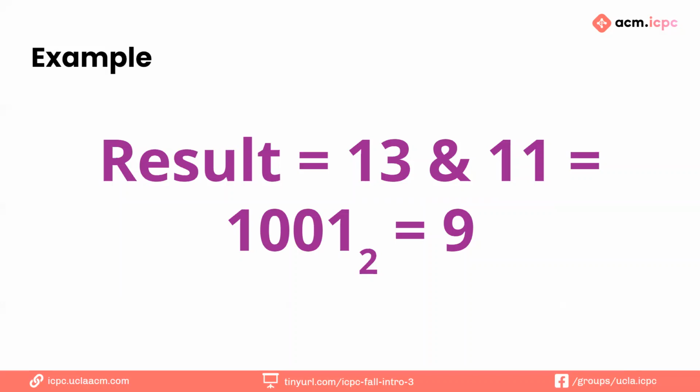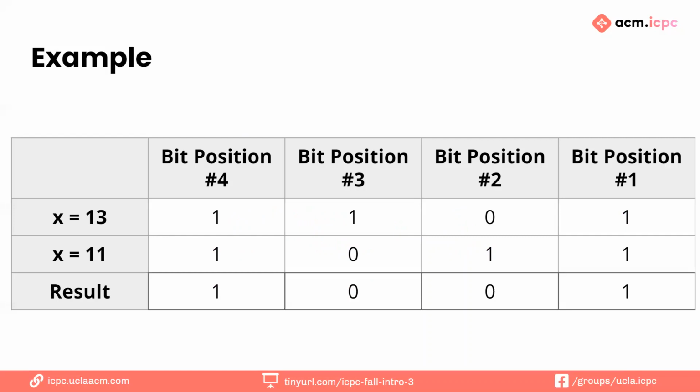Does anyone have any questions about how we perform this? Essentially, you just translate both numbers into binary and then take the result of the corresponding operation column by column.